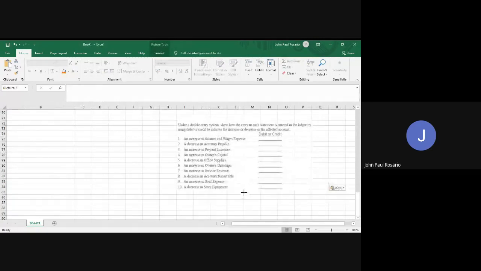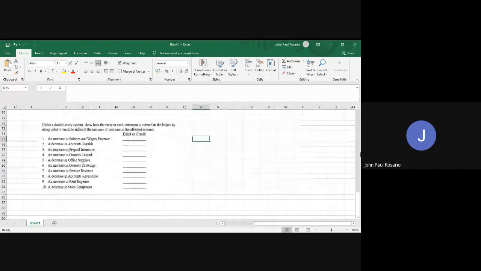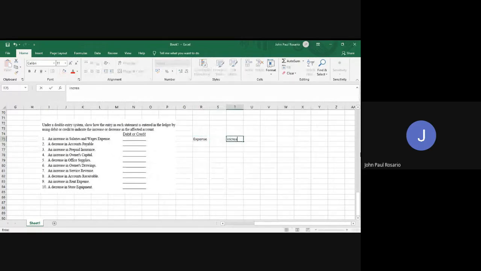Okay, first, let's identify salaries and wages expense. Most likely it is an expense. Is it an increase or decrease? It says increase in salaries and wages. So, increase in expenses, debit or credit? Debit. Okay? And then second, a decrease in accounts payable. Accounts payable is a liability, a payable is a debt. It decreases. An increase in liability is credit, so a decrease should be debit.